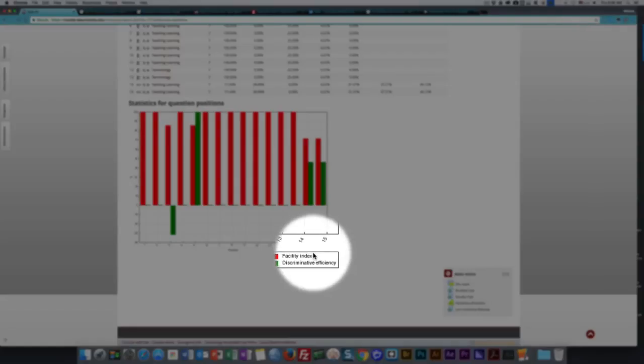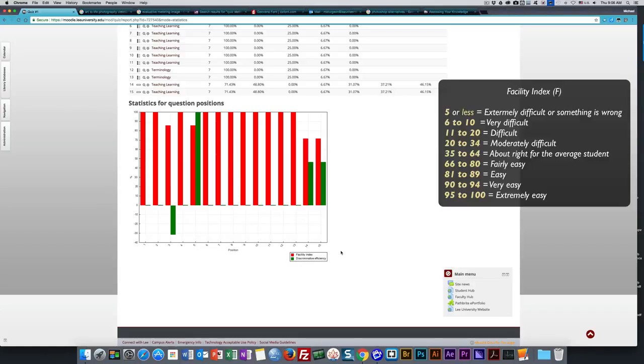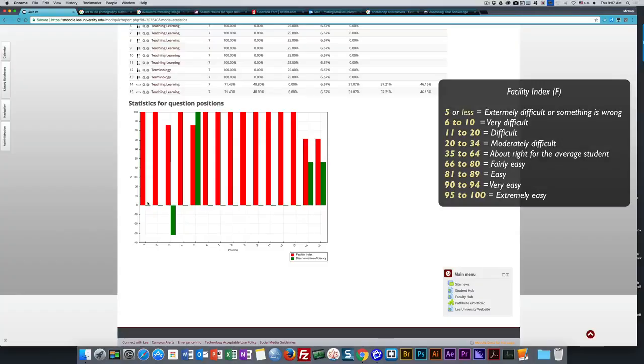Facility index is otherwise identified just as a capital F, usually italicized. It's the mean score of students on the item. 5 or less is extremely difficult, and there could be something wrong with the question. These are your numbers right over here. So we really don't see any red ones that are way down here. And then you have 100, which is identified as extremely easy.